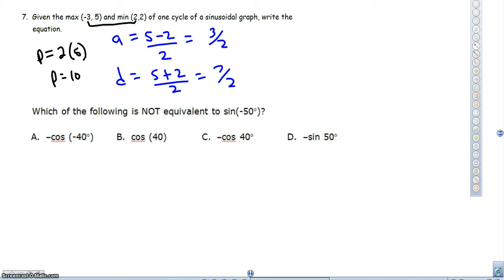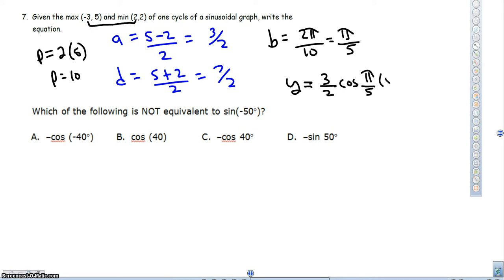So my equation could look something like this. And B would equal 2 pi over 10, which is pi over 5. So your equation would be y equals, I'll just do a cosine starting at the max. So cosine of pi over 5 x plus 3, because I'm using my max, and then the amplitude is 3 over 2. So that is the equation for 7.